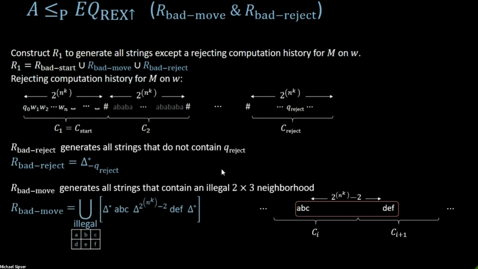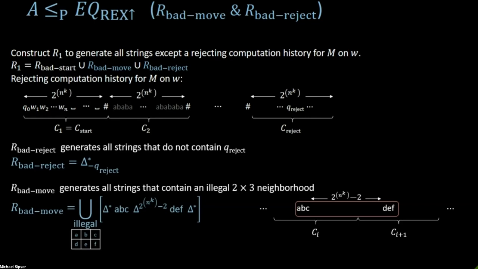Somebody's asking why 2 by 3. 2 by 3 is exactly the size you need to say that if all the 2 by 3 neighborhoods are correct everywhere in the computation history, then the whole history is going to be consistent with the rules of M. It's going to be a legal representation of a computation of M. So if the string, which is allegedly a computation history, is not a legal computation history, it's got to have a bad 2 by 3 neighborhood somewhere.